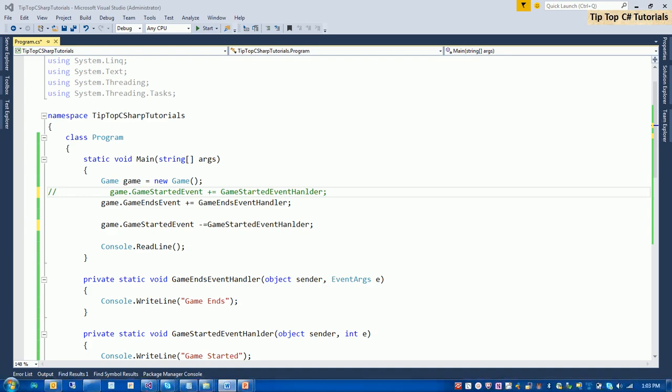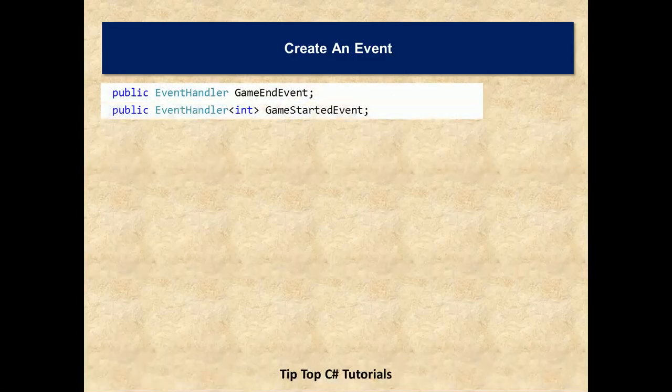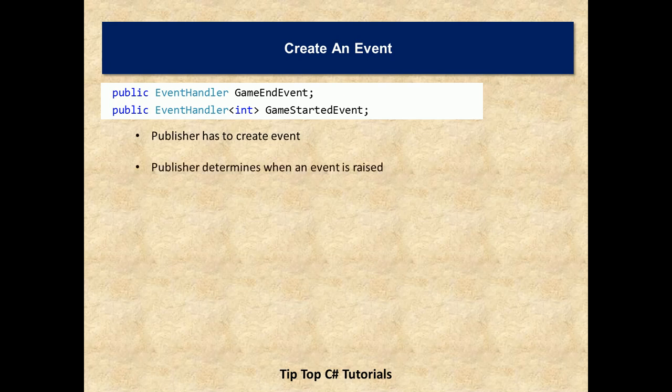Let's switch back to the PPT again. Creating an event. As you have already seen, we have created these two types of event. One is without any argument, where EventArgs is the default event argument, and the second one is with an integer. So the responsibility of the publisher is to create an event. The publisher determines when an event is raised, which we have already shown. EventHandler is exactly equal to EventHandler with event arguments. EventArgs is another dedicated class.